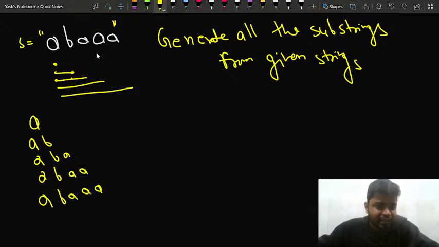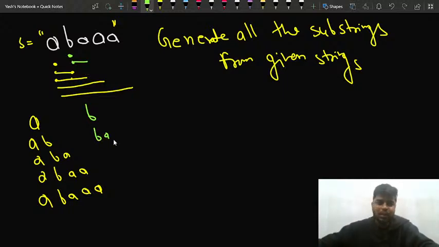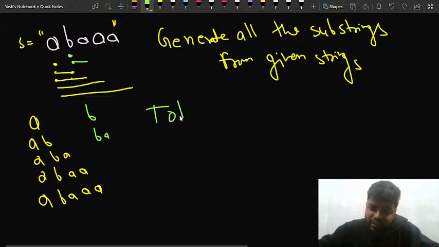So this much. Then you will say that, okay, B is a substring, right? Let me change the color of the pen. Yeah, so you will say that, okay, B is a substring. Then you will say, okay, BA is also a substring, things like these. Okay, so what is the total number of substrings that I can generate with a given string?